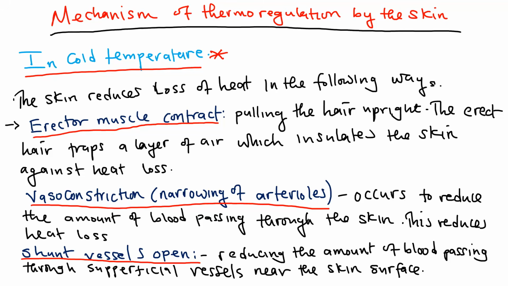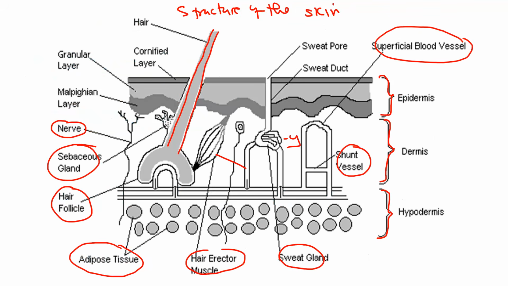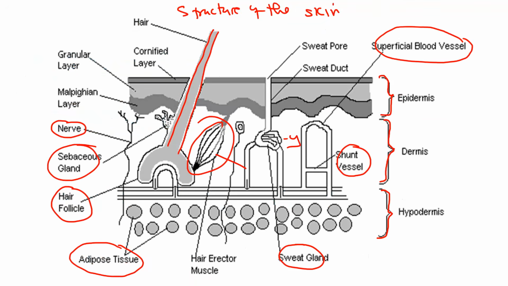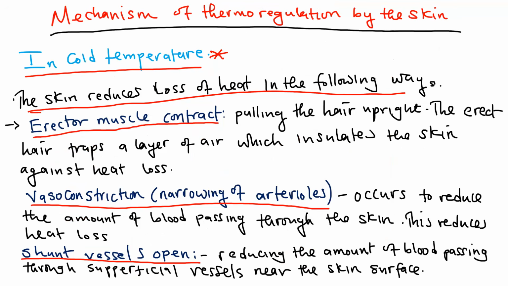Now, in cold temperature, the skin reduces heat loss in the following ways. So how does it do it? We have the erector muscle here. What happens to the erector muscle during cold temperature? The erector muscles contract. When they contract, they pull the hair and make it stand, pulling the hair upright.